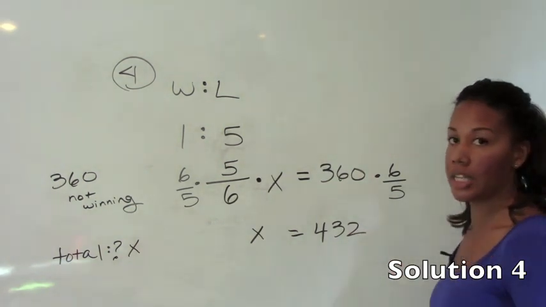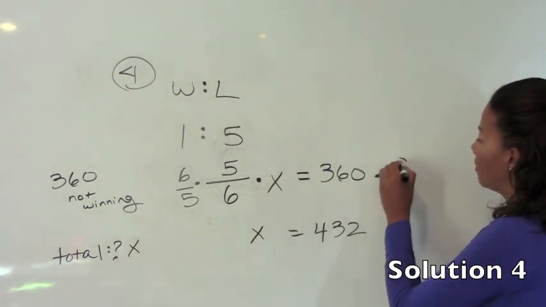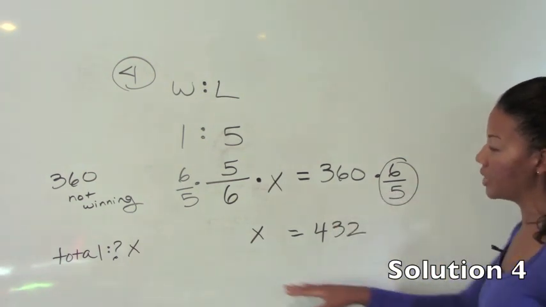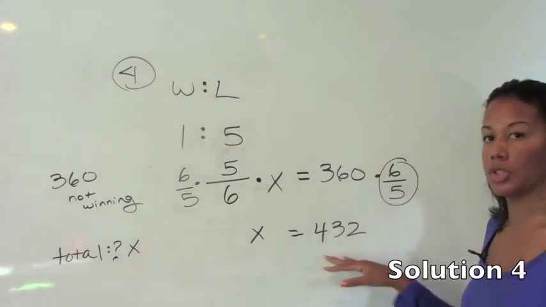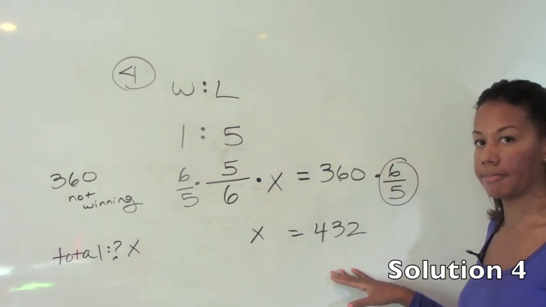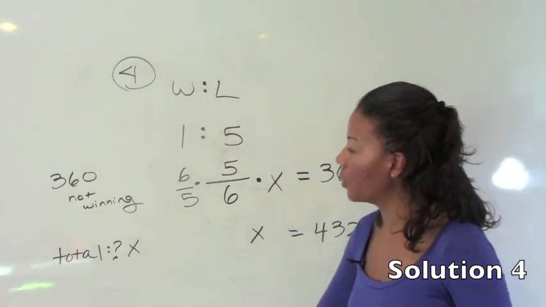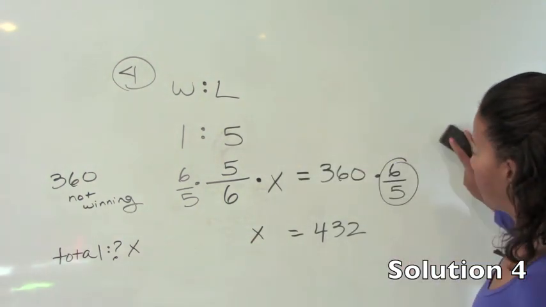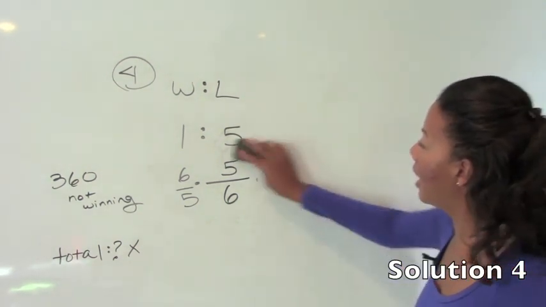Remember, you can just put this in your calculator. So you can do 6 divided by 5, and then multiply that answer times 360, and you'll get that x equals 432 tickets. Okay? Another way you can solve this, if you didn't think to turn this into a fraction, and I don't even know if that's the way that I originally did it.